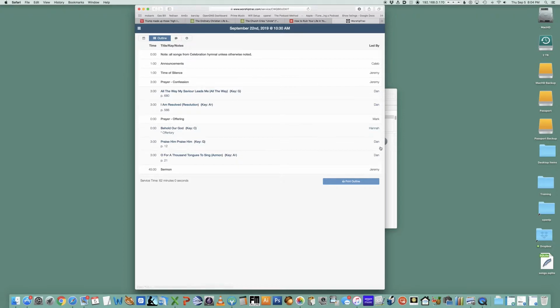Okay, and then it shows me the outline for the service. So for some of you who are fulfilling, like Hannah is playing piano for this service, and so it shows her doing the offertory, and it shows other people doing things. Now with Gopher, it's just kind of a catch-all, show up and do what is necessary.